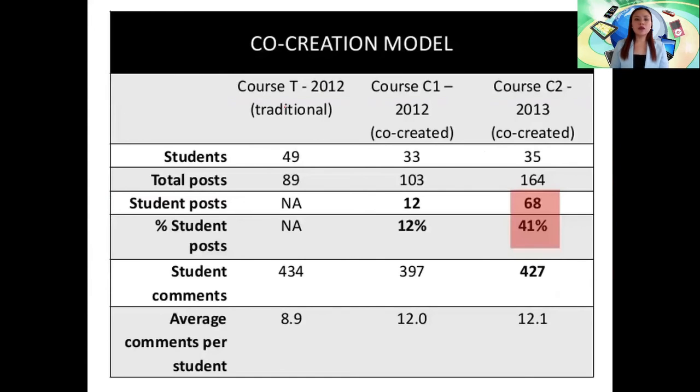The co-creation model between the traditional course and the co-created course in 2012 and then 2013. And then you can see here the data down here. I will not be explaining all of it because this is just the actual data for the table, and I will be giving you the copy later. So you can just go back to it and read if you want.